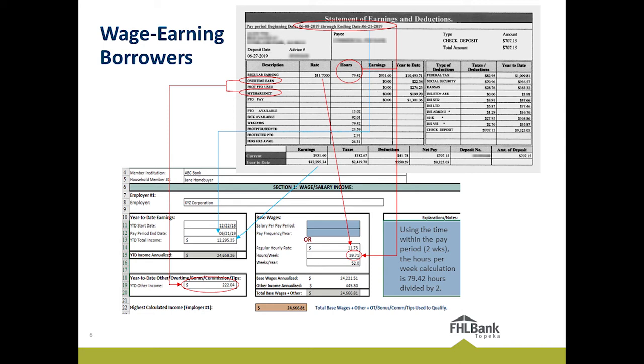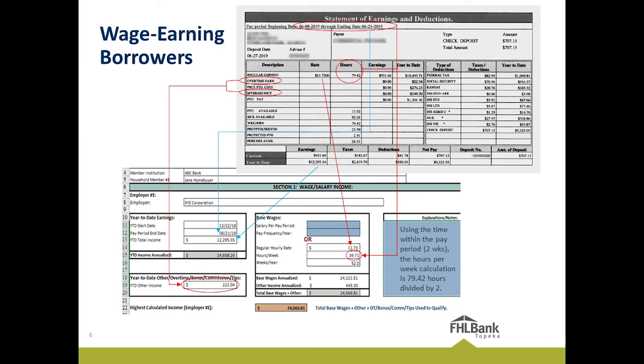In this example, the borrower is hourly. Enter the hourly rate shown on the pay stub or VOE. Next, determine the hours per week. If your pay stub does not show the pay period beginning and ending date, you must contact the employer for more information. Later in this training, we will discuss the documentation requirements for additional information received from the employer. This pay stub demonstrates that it is for a 2-week pay period, so the hours 79.42 are divided by 2 to get a weekly total for that 2-week period.